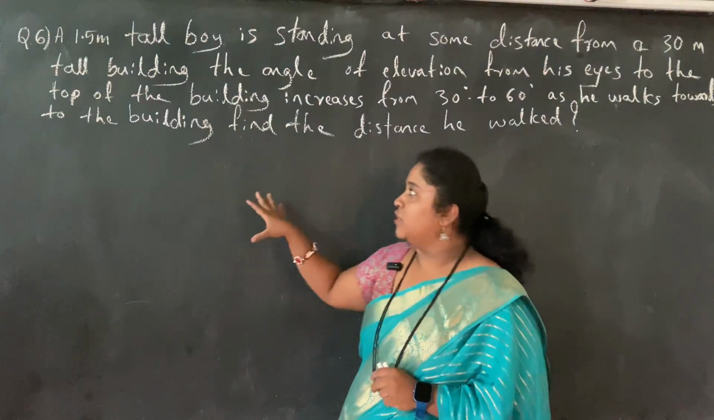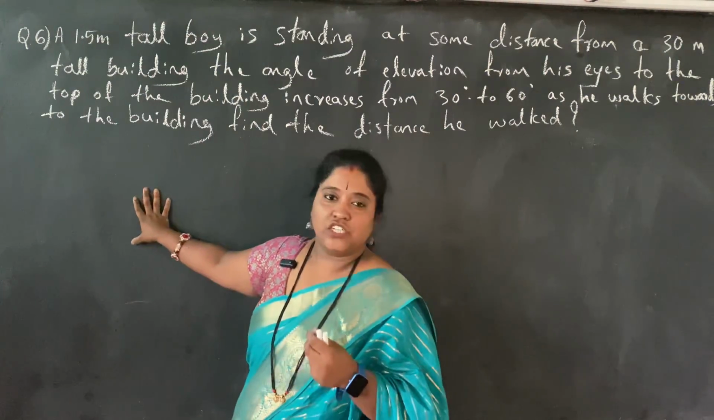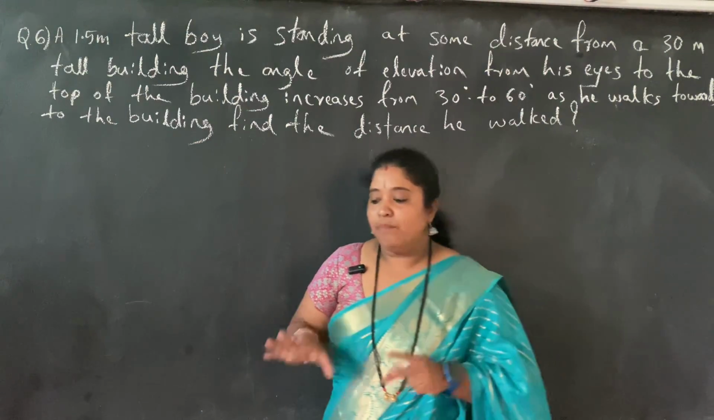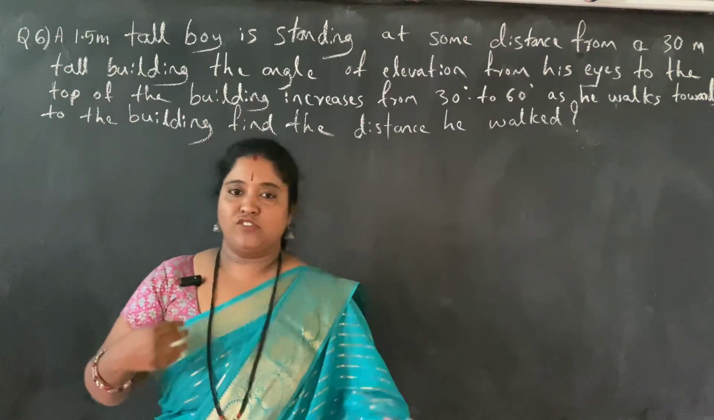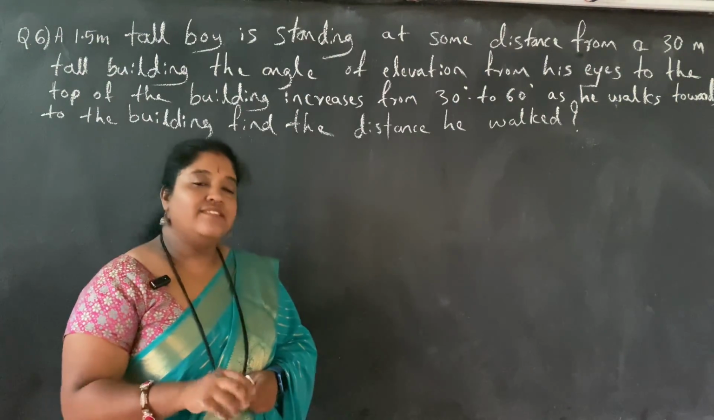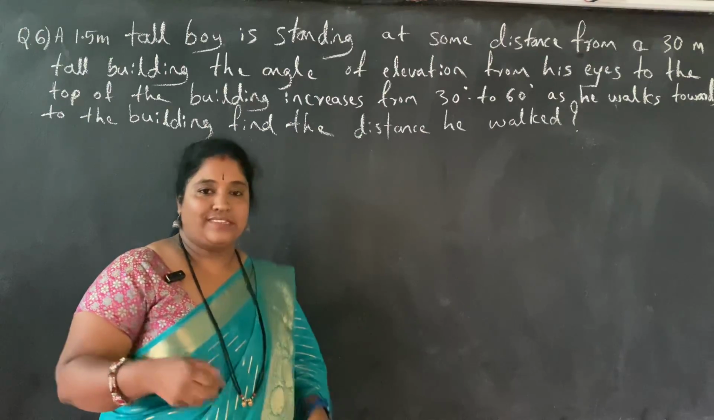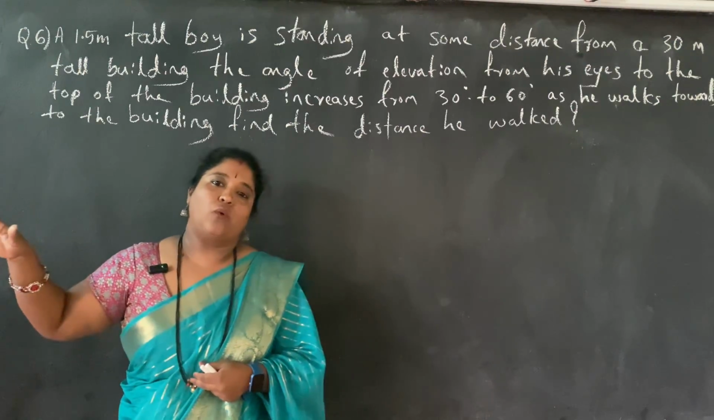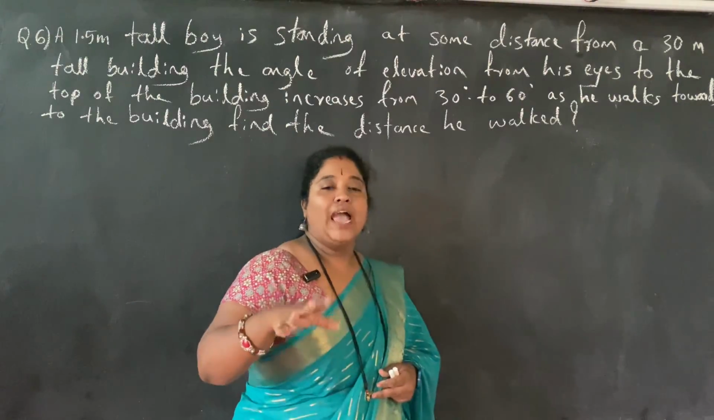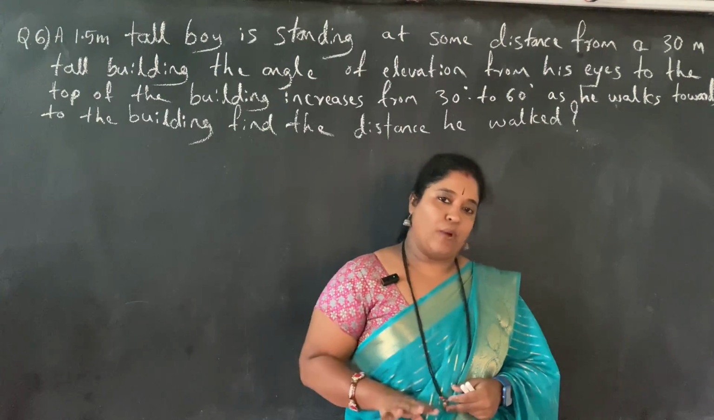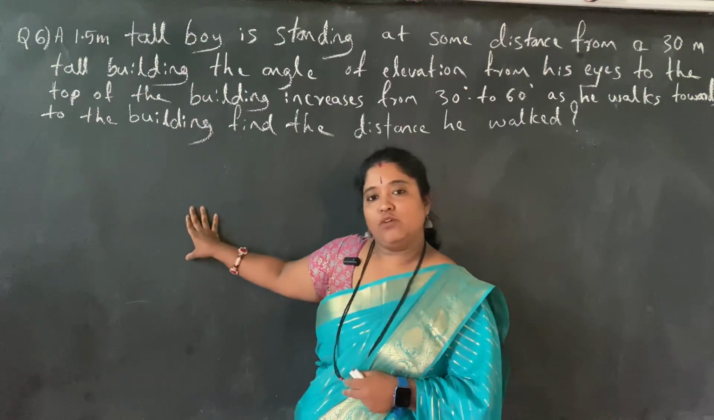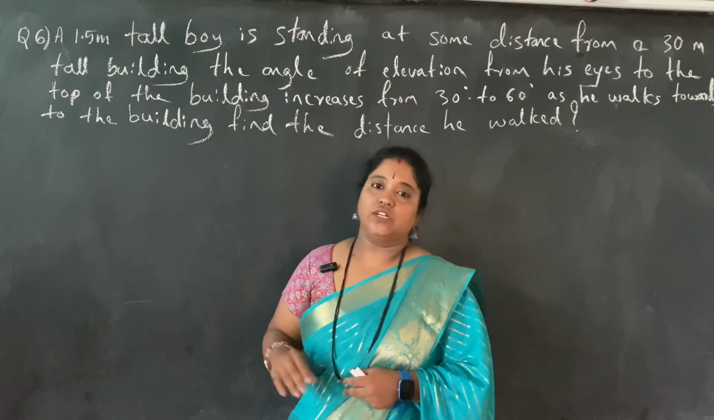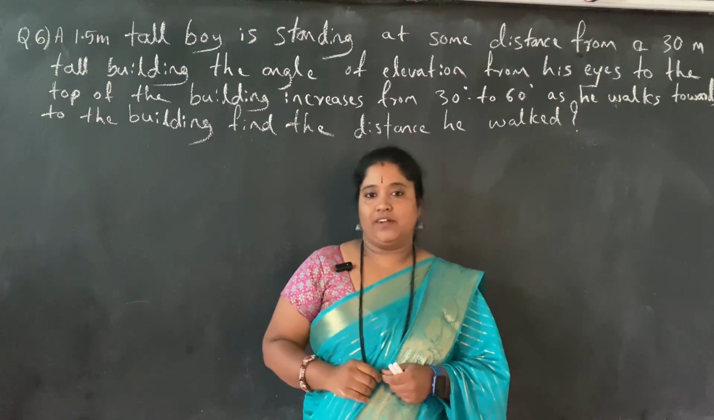We'll move to the next question, that is question number 6. From question number 6 onwards, the questions are a little twisted. Till now, from question number 1 to question number 5, we have seen only basic types of questions, but with this question and the coming questions, the questions are a little difficult.